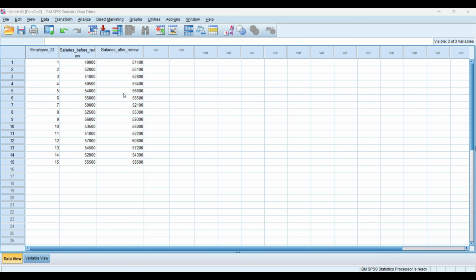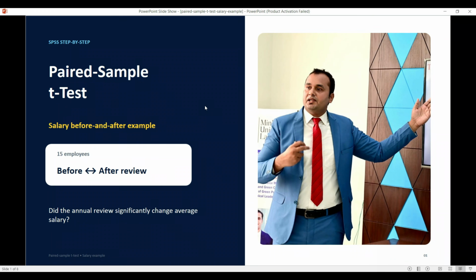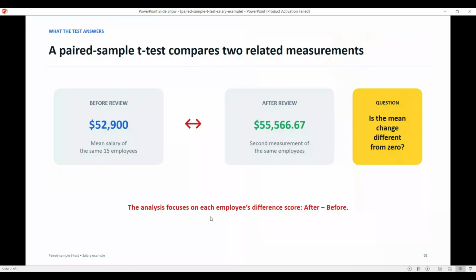review. So before conducting the analysis, we need to confirm what is a paired sample t-test and what are the assumptions of a paired sample t-test. So paired sample t-test, salary before and after annual review. So we can ask the question, did the annual review significantly change the average salary of employees or not? A paired sample t-test compares two related measurements.